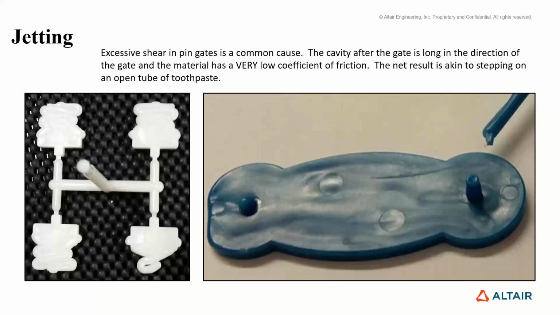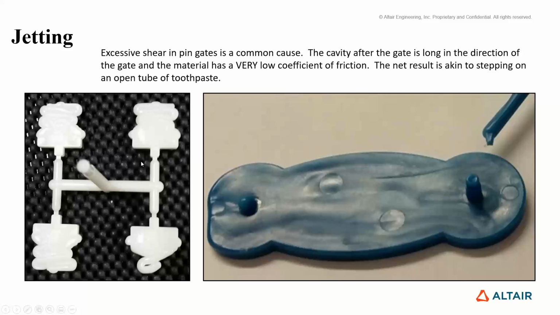And once that flow front starts to form, especially with materials like, this is polyoxymethylene over here, this is POM, acetal or Delrin, one of them. Over here, this is an ABS doing it. This one has a very low coefficient of friction, which is one of the reasons why it does this very, very readily.